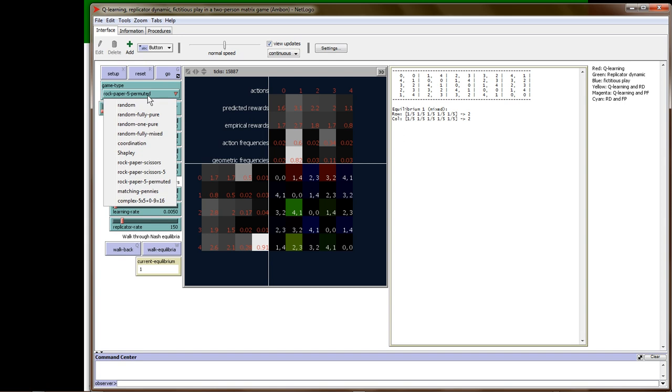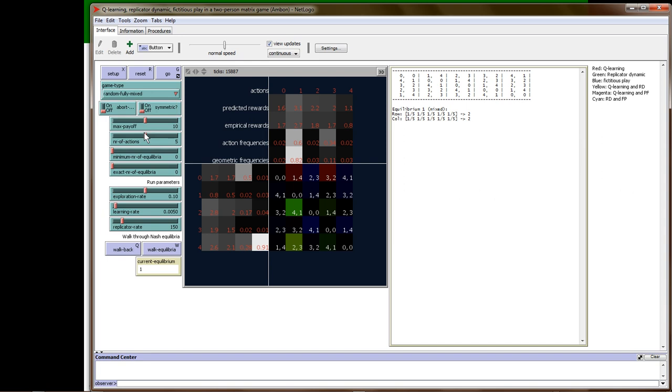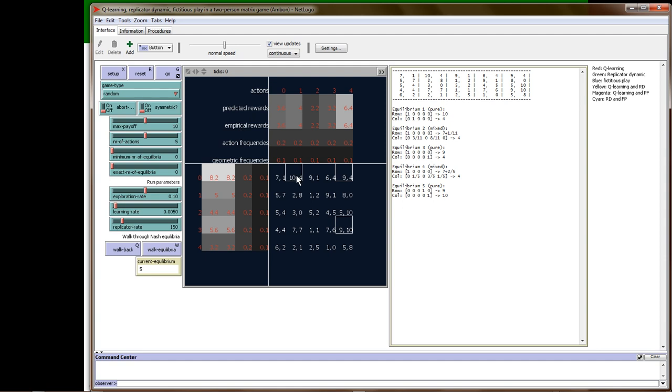So let's do a random game with 5 actions. This is a randomly generated game with 3 pure equilibria and 2 mixed equilibria. If we walk through the equilibria: this is the first equilibrium, this is the second equilibrium, which is mixed, this is the third equilibrium, which is pure, this is the fourth equilibrium, which is mixed, and this is the fifth equilibrium, which is pure. So these are the equilibria.